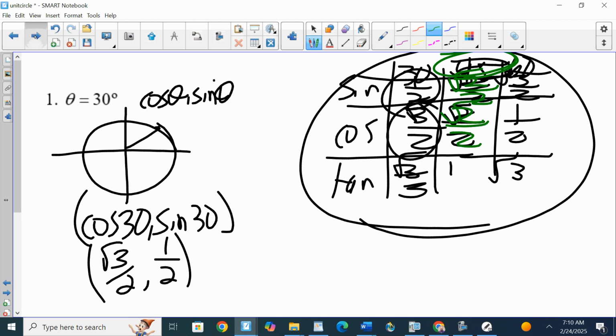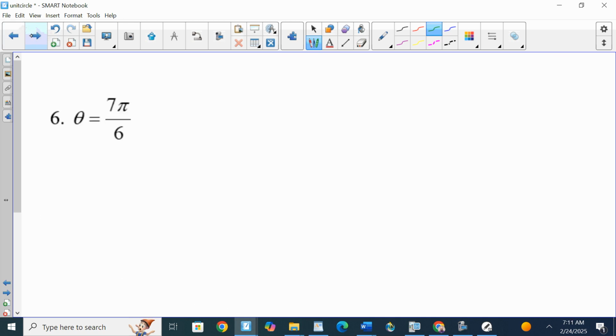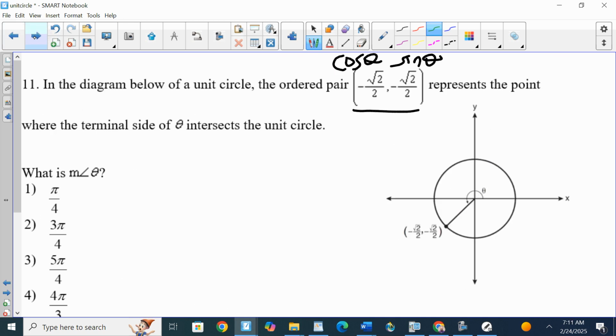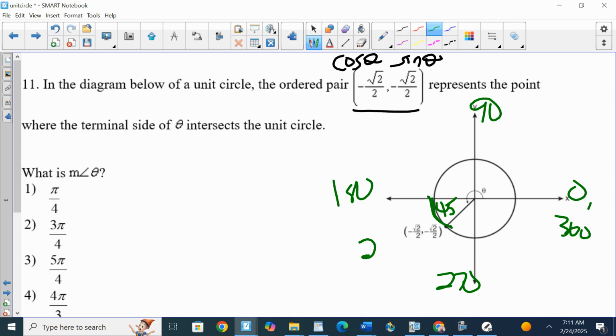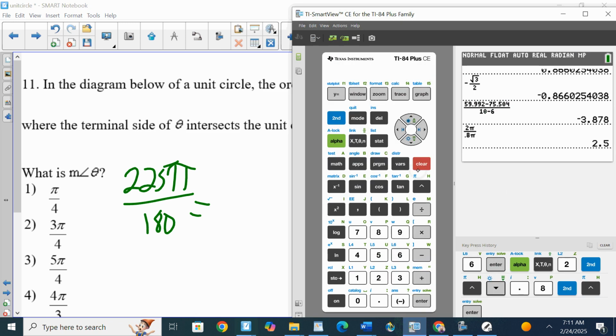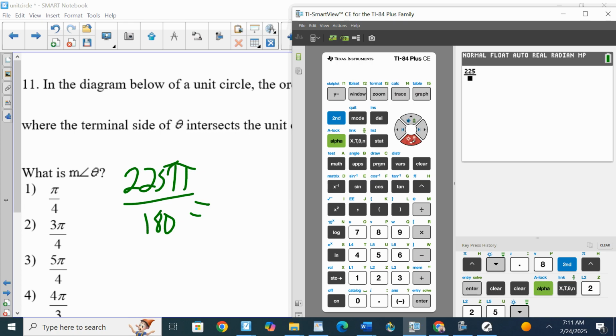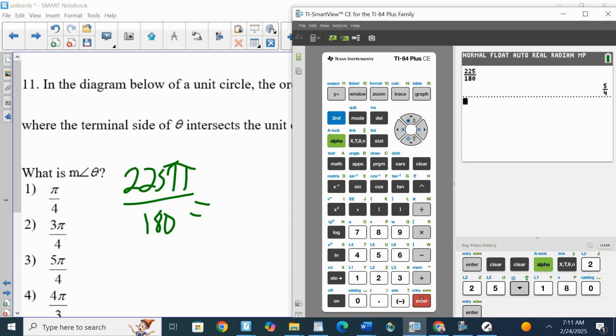So I know that my reference angle must be 45. So that means that this must be 45. 0, 90, 180, 270, 360. So this is 180 plus 45, which is 225. The answers are in radians, so to convert that to radians, I multiply by pi over 180. I reduce 225 over 180. And I get 5 pi over 4.